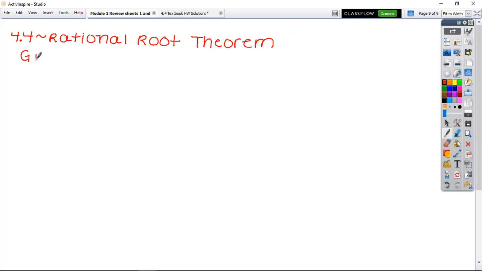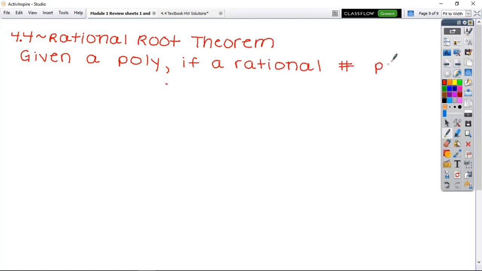So say you are given a polynomial. You may abbreviate anything you see necessary. So I'm going to say given a polynomial. If a rational number, I'll abbreviate when I can, P divided by Q, and we'll talk about what that means in a second, is a root or zero. Is a root, which means the same exact thing as a zero.